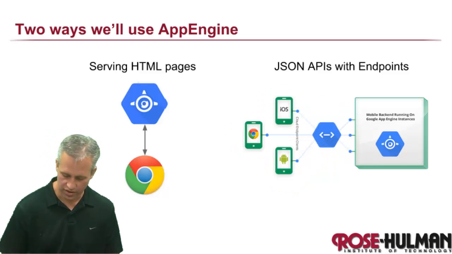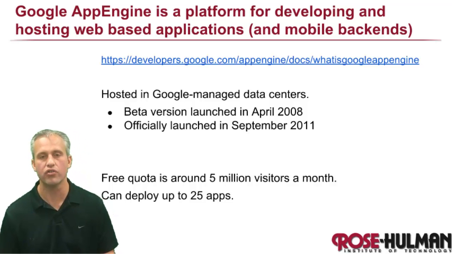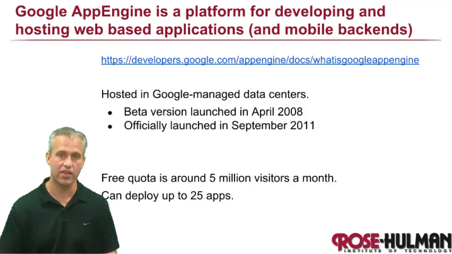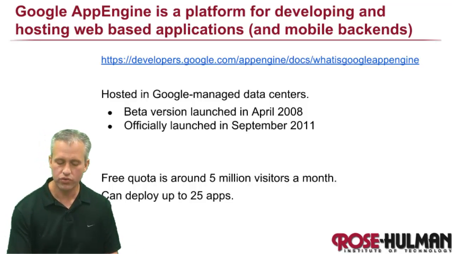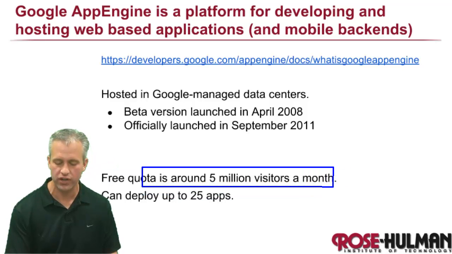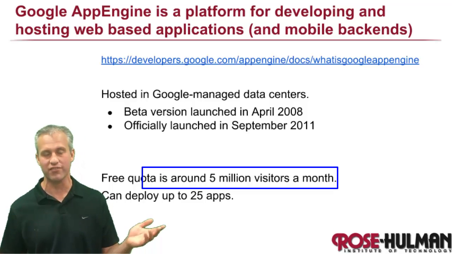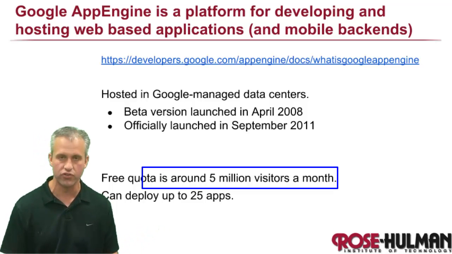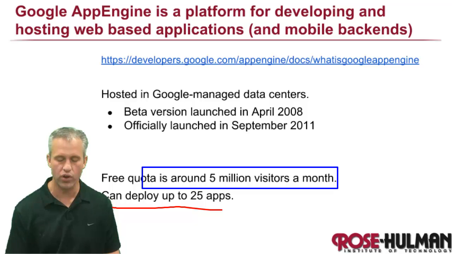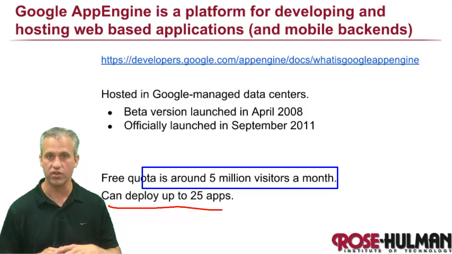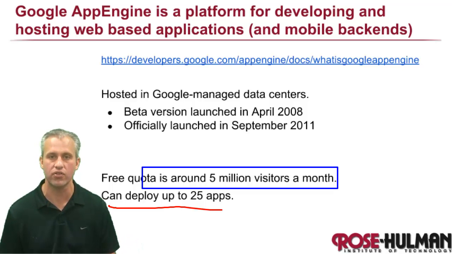Got off my slides a little here. Let me go back and say Google App Engine was launched in 2008 in a beta version. It came out of that in 2011, so it's a fairly new tool. When you use Google App Engine, you actually get a certain free quota. The free quota adds up to where you can get about 5 million visitors per month for the free version. And you can deploy up to 25 different apps. But it is also a paid service. If you use it a lot, you can actually pay for the service.